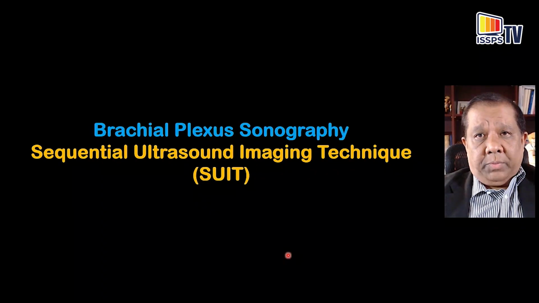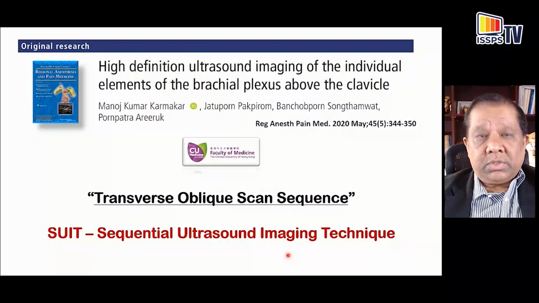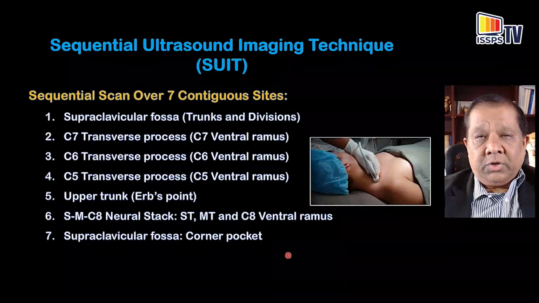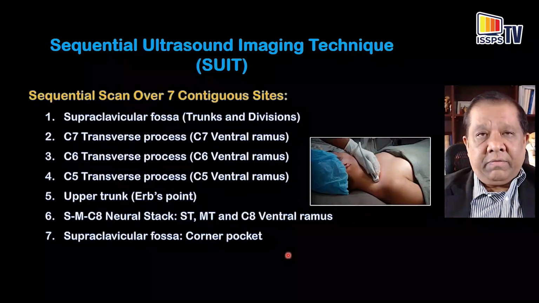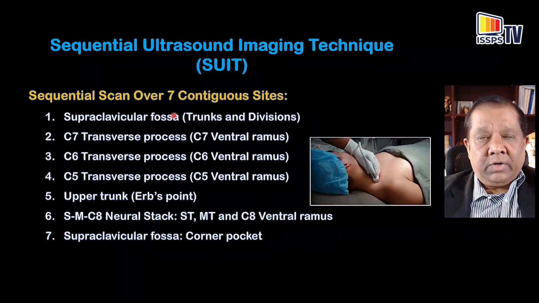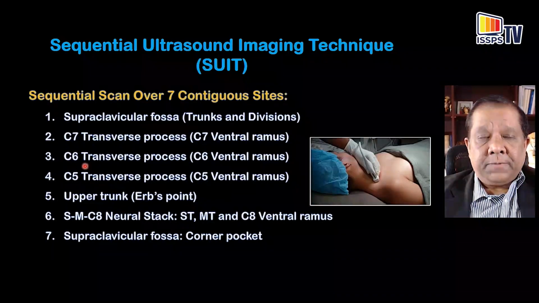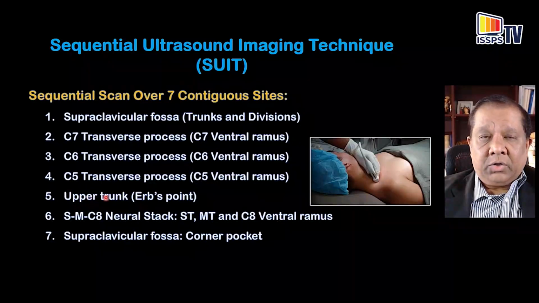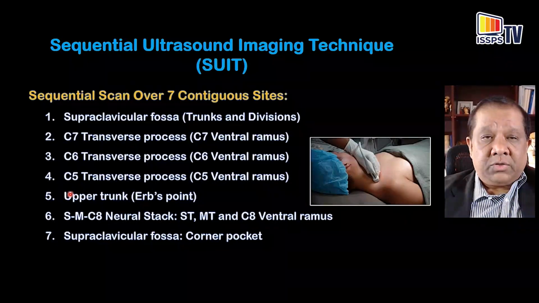So what is the sequential ultrasound imaging technique? It goes by the acronym SUIT, S-U-I-T. It's a transverse oblique scan sequence that we start from the supraclavicular fossa, and then we progressively sweep the transducer in a cephalad direction through 7 contiguous sites, and during this process you are able to identify the individual elements of the brachial plexus. Starting from the supraclavicular fossa, you then sweep it to identify the C7 transverse process and the C7 ventral ramus, thereafter the contiguous C6 transverse process and C6 ventral ramus, and then the C5. And once you've identified the C5, the transducer is now manipulated or translated in a caudal direction to see the fusion of the C5 and C6 to form the upper trunk.